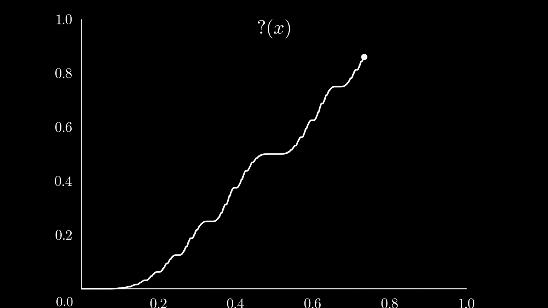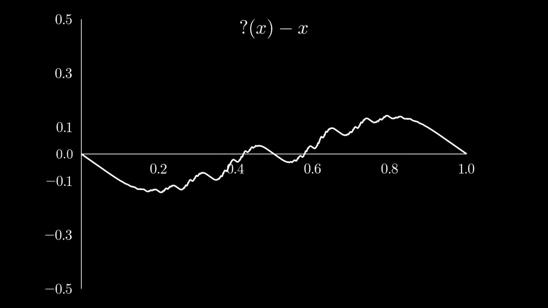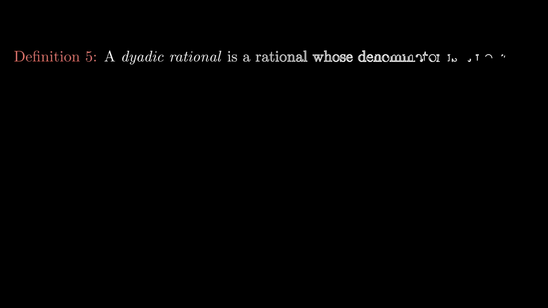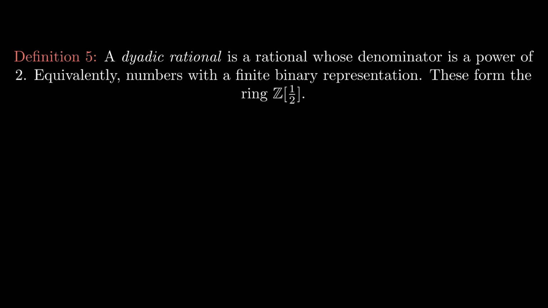We can plot this over the interval 0, 1. We see that the question mark of 0 and 1 are 0 and 1 respectively, and it can be proven that this function is continuous and strictly increasing, and hence this function is a bijection. It also holds that this function is differentiable almost everywhere, and its derivative almost everywhere is 0. This is an example of a fractal curve. In fact, if we rescale it slightly and plot the question mark of x minus x, we find this generates a self-similar fractal.